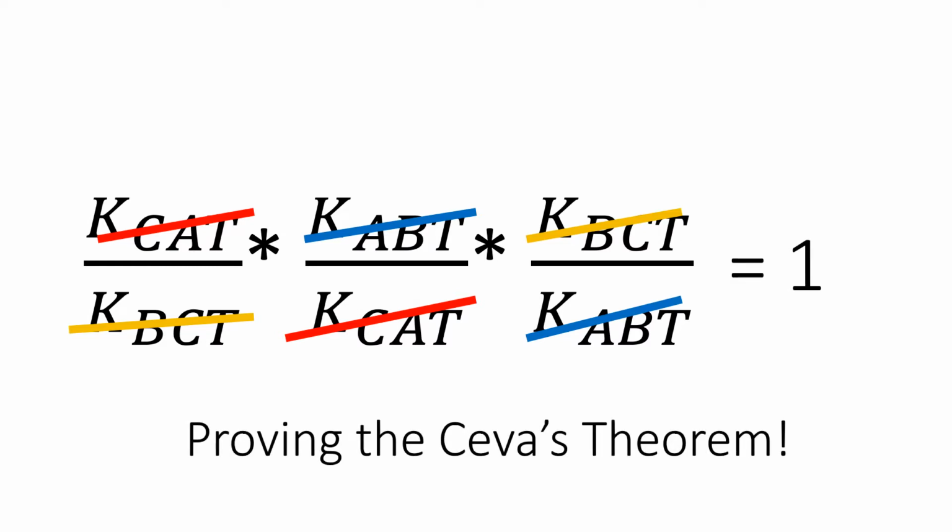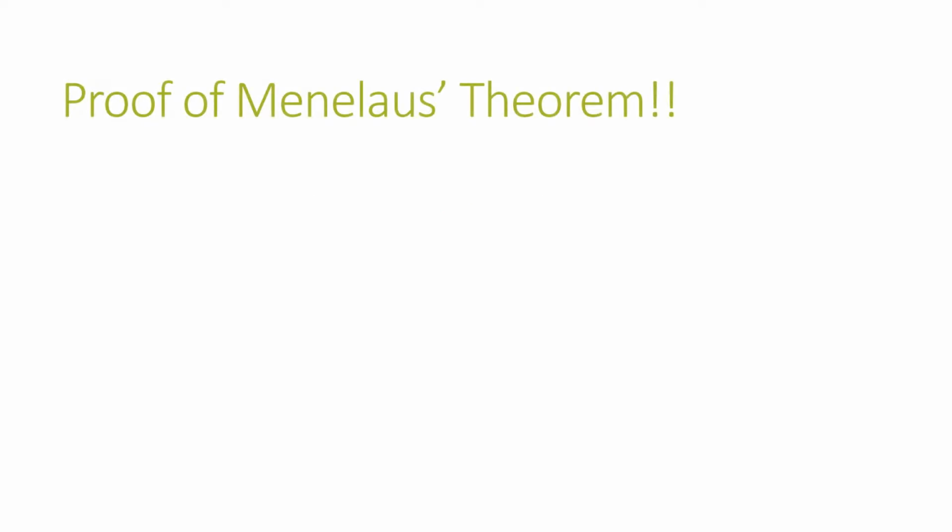And Ceva's theorem's converse is also true by proving the method of contradiction. Finally, the proof of Menelaus' theorem. Since Menelaus' theorem is a biconditional statement, known as an if and only if statement, we have to prove both the conditional and the converse statements. First, we're going to look at the conditional statement.